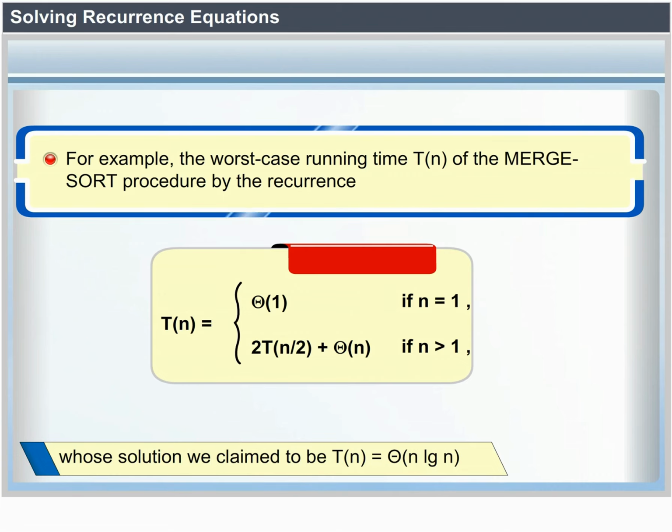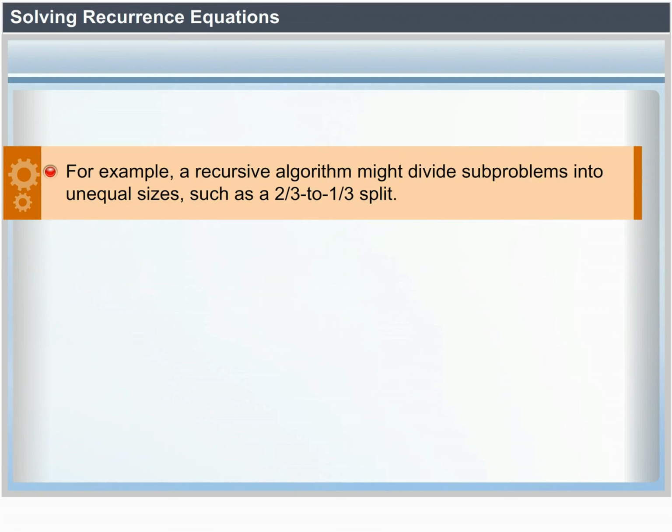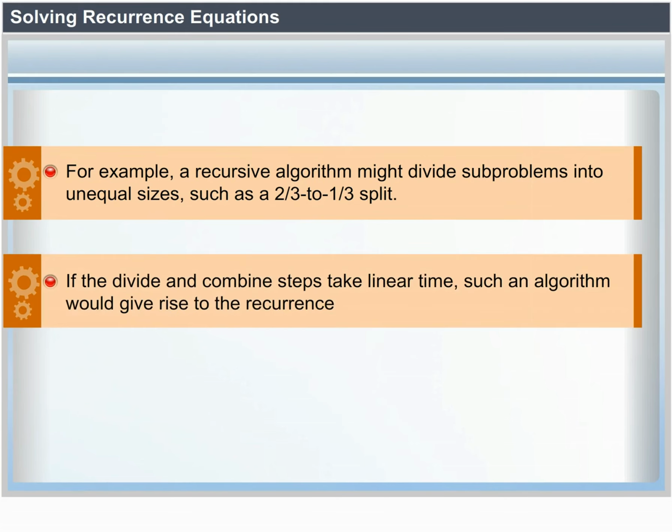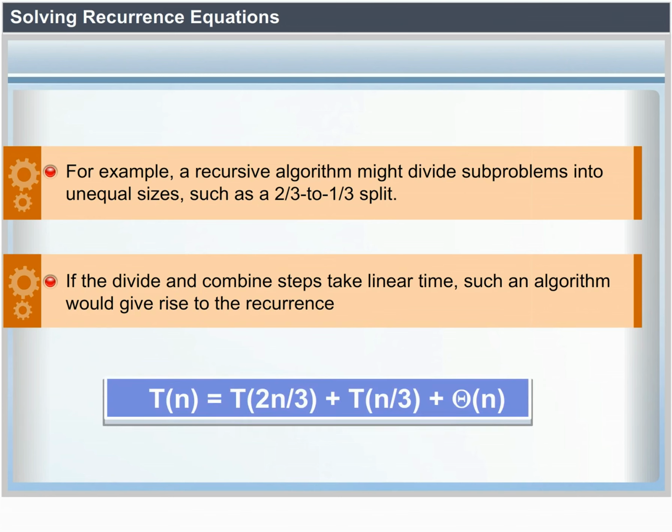For example, a recursive algorithm might divide subproblems into unequal sizes, such as a 2 by 3 to 1 by 3 split. If the divide and combine steps take linear time, such an algorithm would give rise to the recurrence T of n equal to T of 2n by 3 plus T of n by 3 plus theta of n.